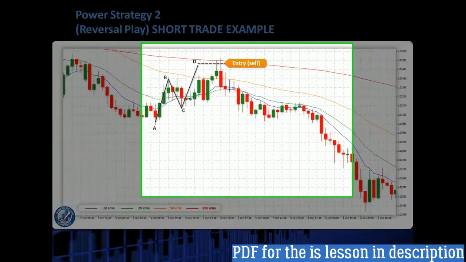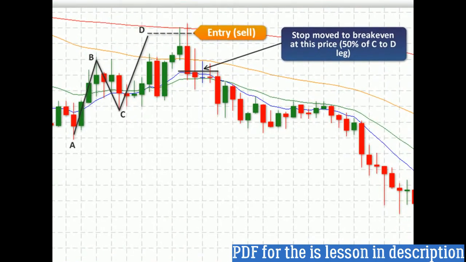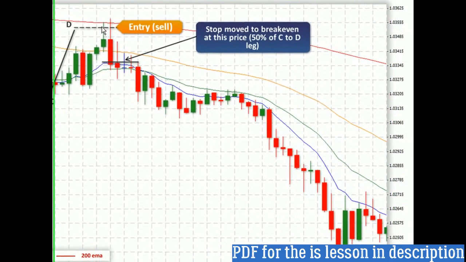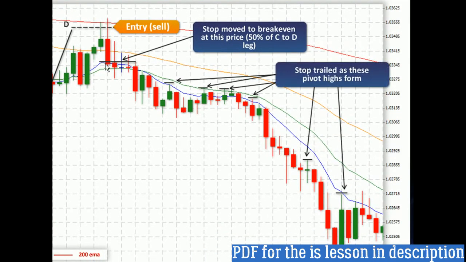So we want to manage the trade by first waiting for the stop to be moved to break even. When do we do that? We do that when the profit in the trade equals the risk we've put on in the trade, and that is at this price here. And that's where we move our stop from wherever we originally placed it down to the entry price. And then after this break-even price has been hit, we are going to be trailing on all of the pivot highs as shown.